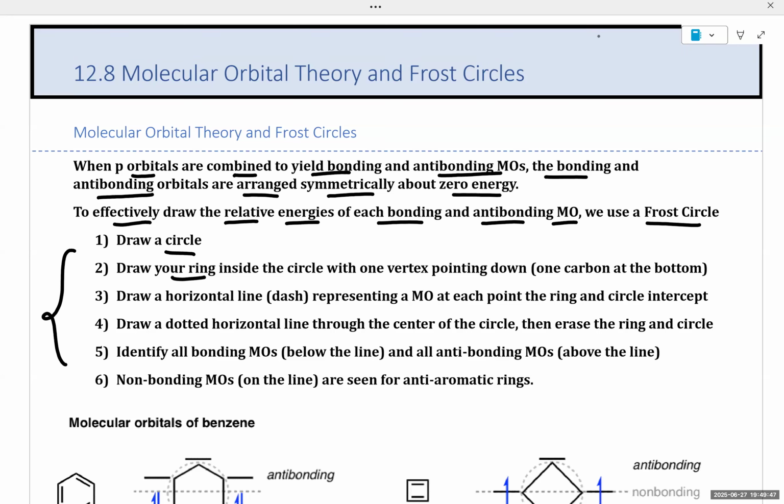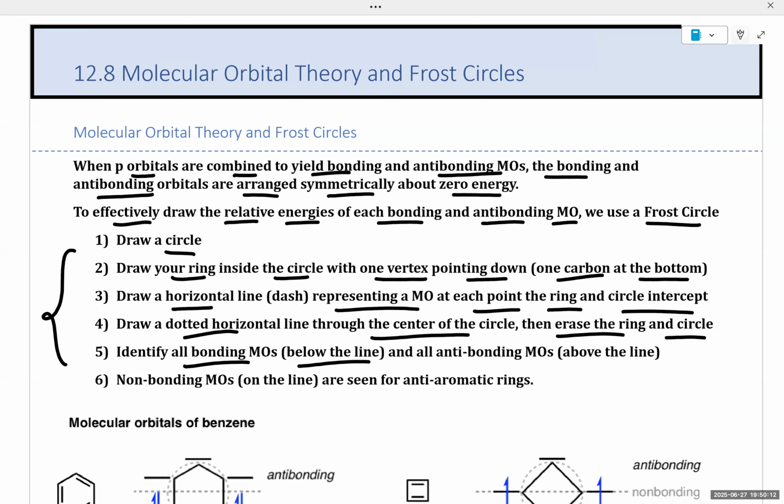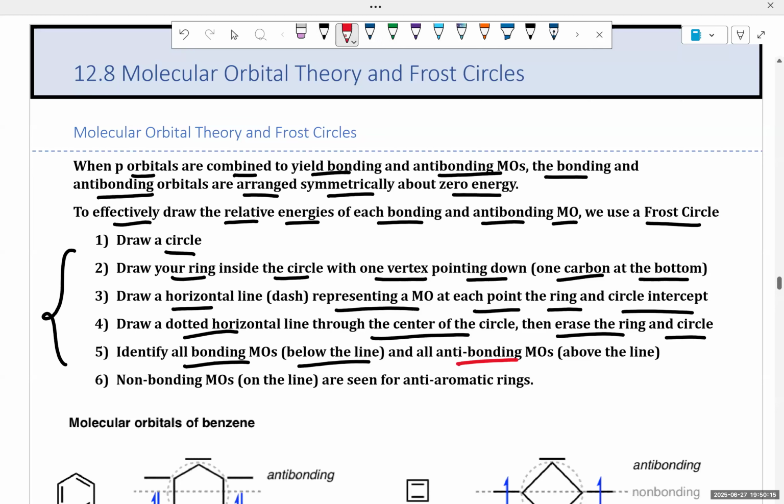In this process, you're going to draw a circle. You're going to draw your ring inside the circle with one vertex pointing down, so one carbon needs to be at the bottom. You're then going to draw a horizontal line representing a molecular orbital at each point the ring and circle intersect. You're going to draw a dotted line through the center of the circle, and then you erase the ring and circle. All bonding molecular orbitals are below the line, while all antibonding molecular orbitals are above the line. Non-bonding molecular orbitals on the line are seen for antiaromatic rings.